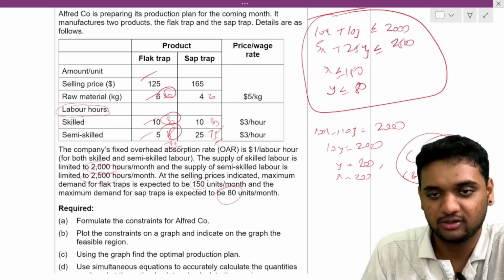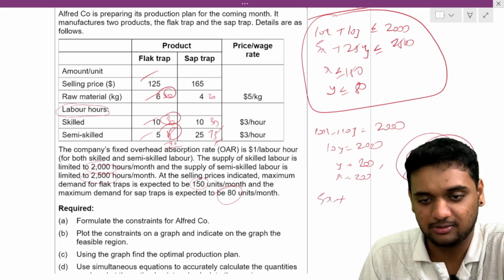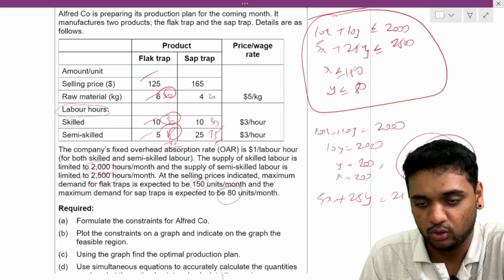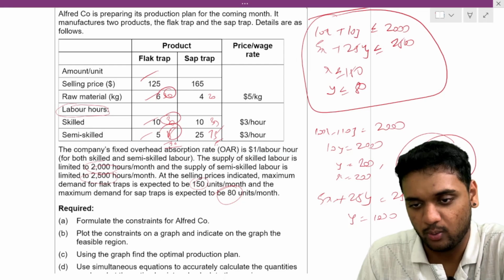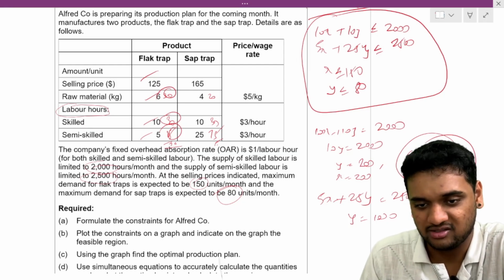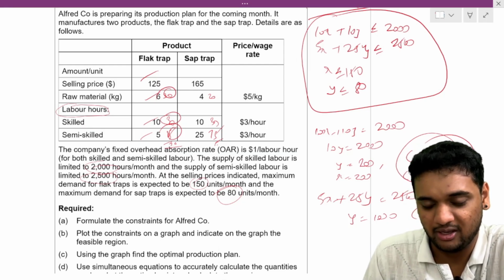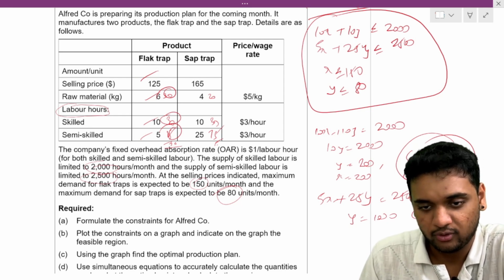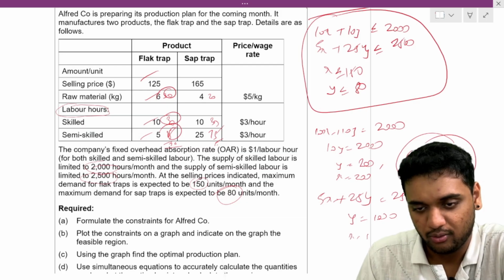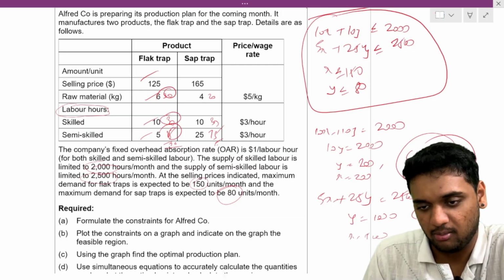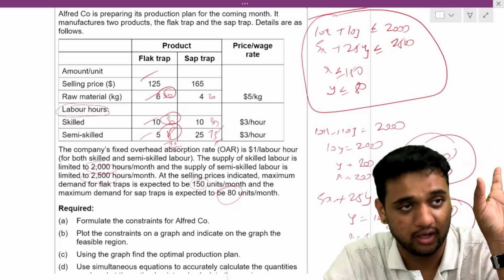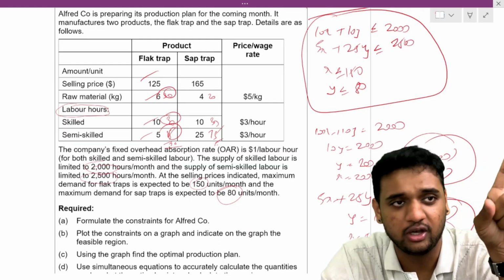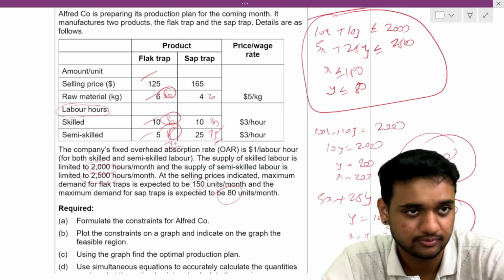These are the first 2 points. For the second equation, 5x plus 25y equal to 2500: if x is 0, 25y is equal to 2500, so y will be equal to 100. If y is 0, 5x is equal to 2500, so x will be equal to 500, that is 500, comma 0. Totally 4 points you will get: for the first equation 2 points, for the second equation 2 points.